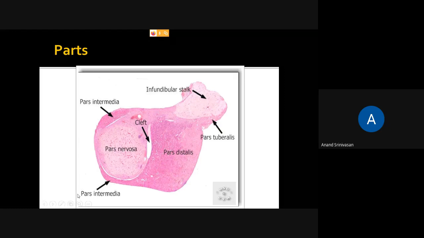This is the histological picture of the pituitary gland where you can see all the structures. It is attached to the brain by means of the infundibulum. Here, this is the anterior portion and this is the posterior part: pars distalis, tuberalis, intermedia. And this is the posterior-most part, the pars nervosa. Why is it called nervosa? Because it's mainly occupied by neurons which come from a part of the brain. That we will discuss in physiology.